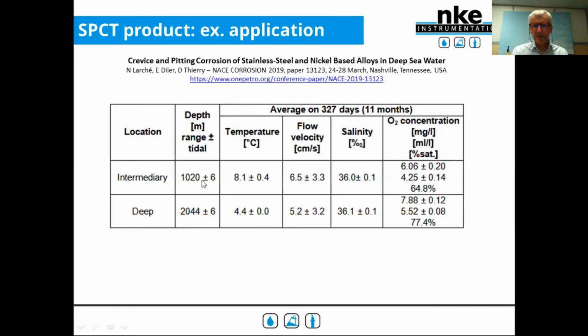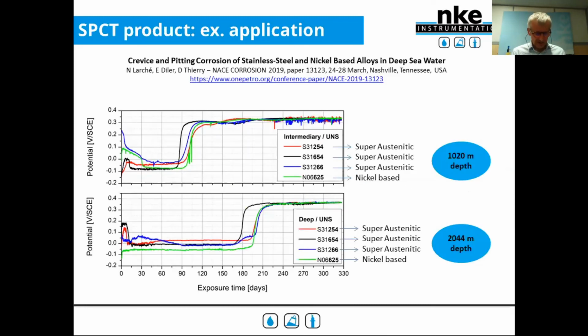The samples are placed at two different depths, and this is information about the environmental parameters: temperature, flow velocity, salinity, and dissolved oxygen also. One of the main conclusions of these studies is that the results obtained on the samples depend on the environmental parameters.